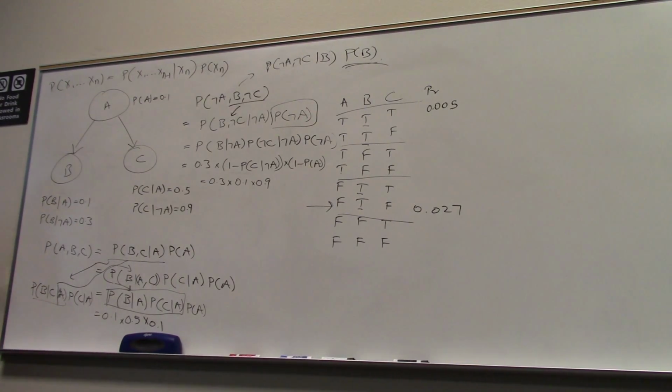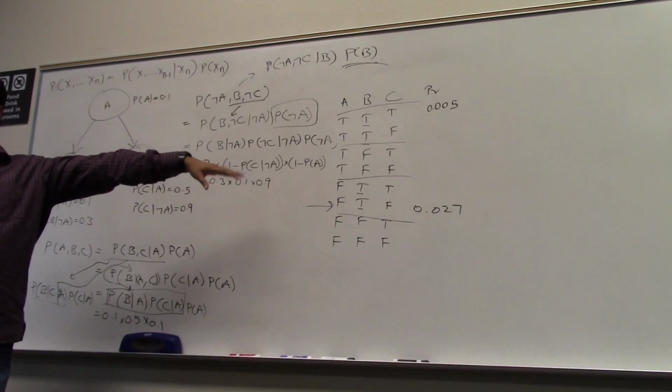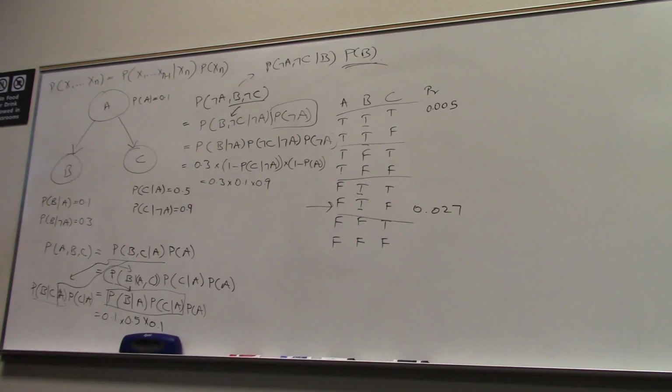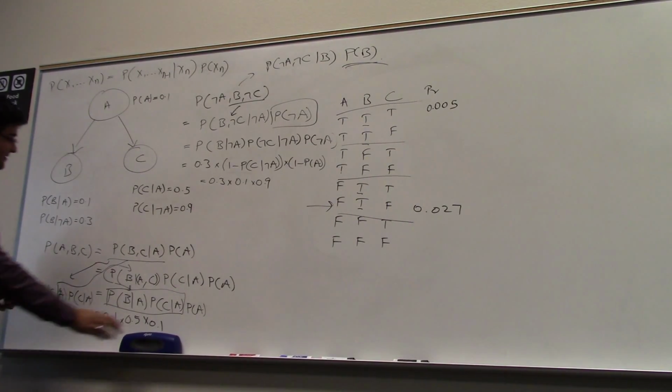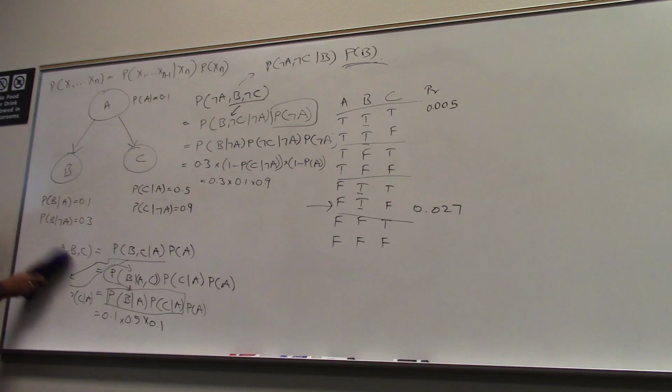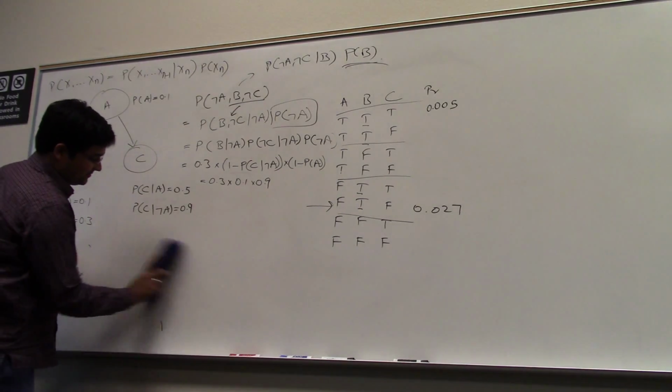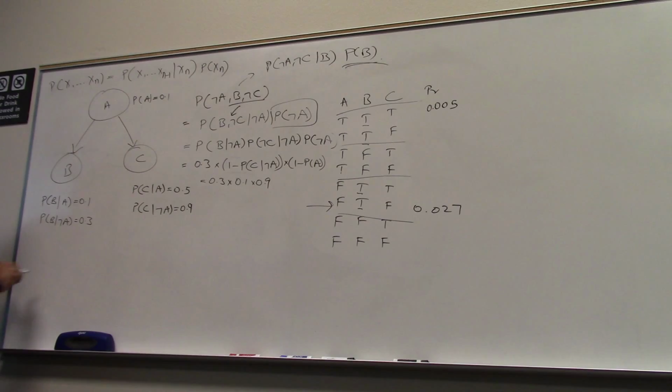So now let us try to answer some queries on the network. We know how to answer queries on top of this table, right? We already covered it in the first one. So now let us try to answer some queries on this. Which query do we want to answer? You need an example from us. Yeah. Probability of C happening given that B happens.